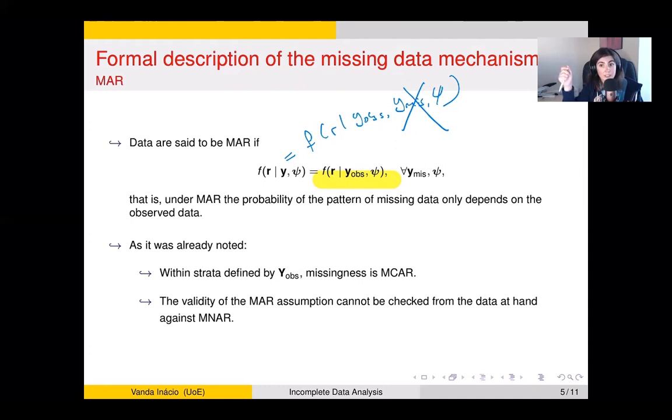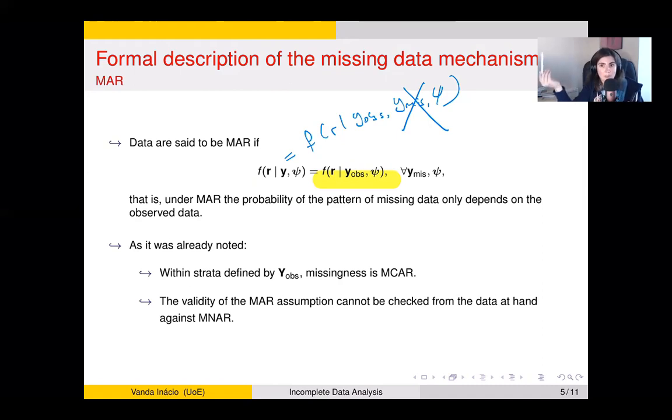And we have also learned that missing at random is an unverifiable assumption. We cannot check whether it's valid or not from our observed data. And why? Because one way to do that would be within these strata. We know that in the strata defined by the observed variables, the data are missing completely at random. So we could look at the distributions of those with observed values and those with missing values and look at whether they are similar or not.